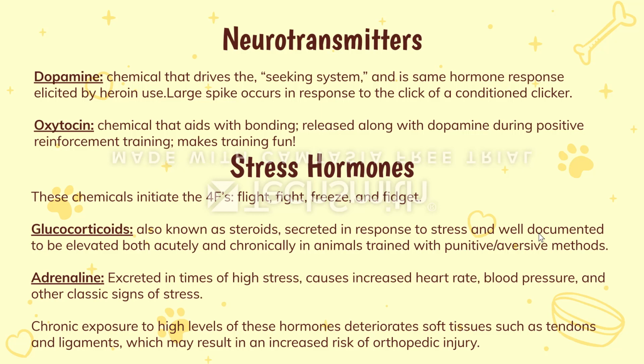And the really sad thing is that chronic exposure to high levels of these hormones actually deteriorates the soft tissues of the body, such as tendons and ligaments, and it can result in an increased risk of orthopedic injury. When we have pets that come in that have Cushing's syndrome, so this is hyperadrenocorticism, so their adrenal glands are producing way too much steroid, these dogs often have orthopedic problems because the steroids in their bodies are so hard on those tendons and their ligaments.